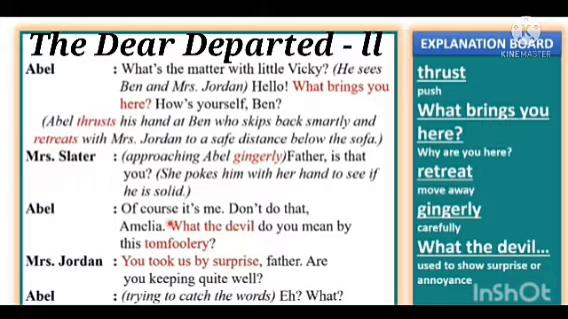Mrs. Slater, approaching Abel gingerly. Father, is that you? She pokes him with her hand to see if he is solid. Abel, of course, it's me. Don't do that, Amelia. What the devil do you mean by this tomfoolery? Mrs. Jordan, you took us by surprise, Father. Are you keeping quite well? Are you keeping quite well? Abel, trying to catch the words.